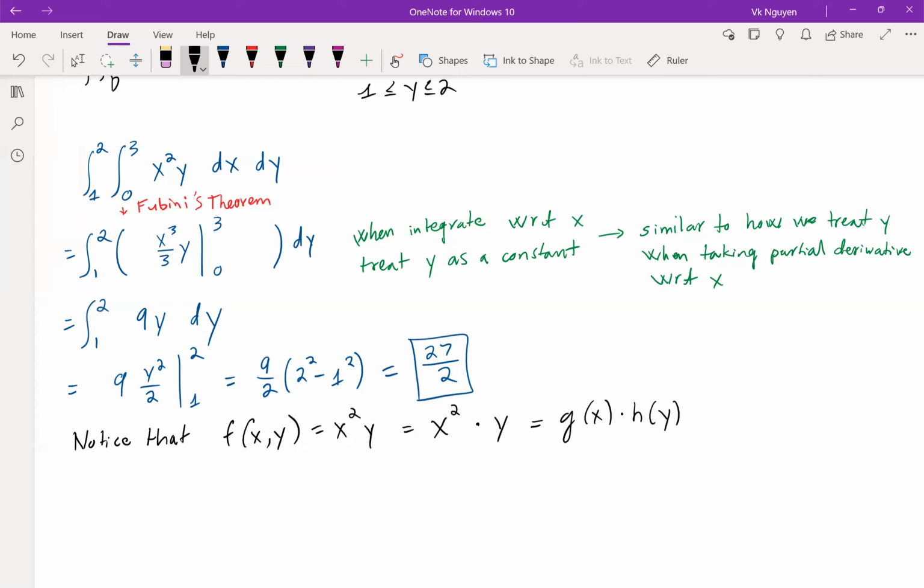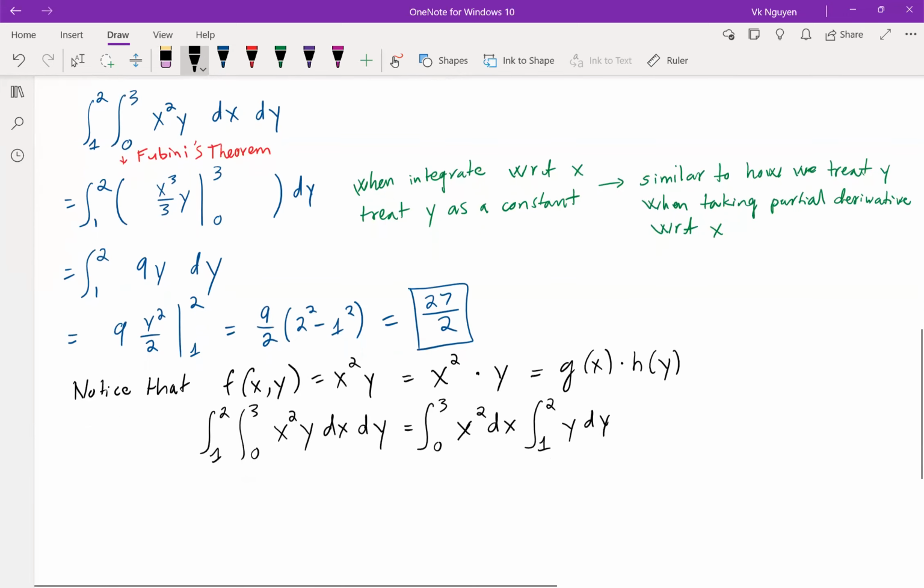The integral from 1 to 2, 0 to 3, of x squared y dx dy. We can split this into an integral in x and an integral in y. So it's the integral from 0 to 3 of x squared dx, times the integral from 1 to 2 of y dy. You can actually do this, and then you see that you get the same answer here.